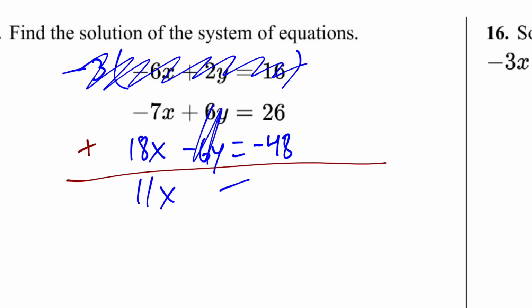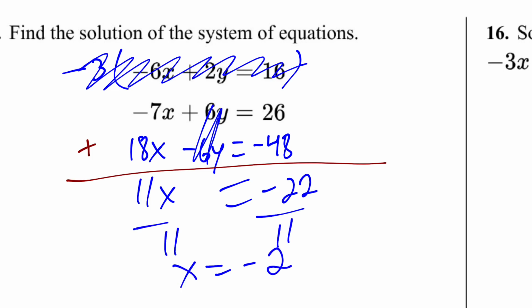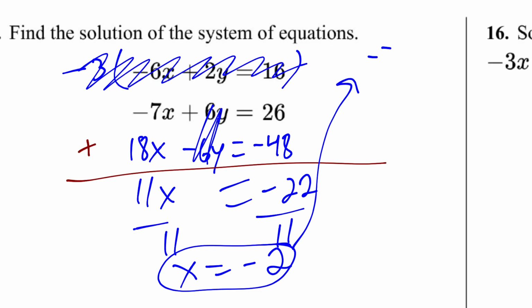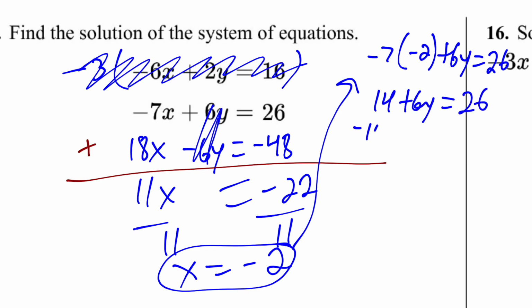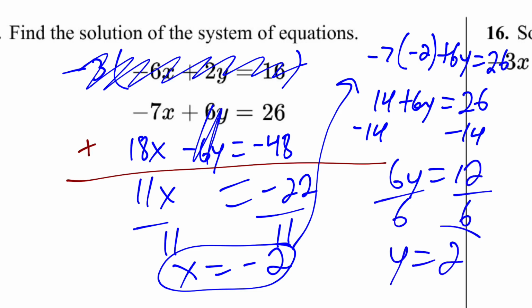11x, the y's go away, is equal to negative 22. If I divide both sides by 11, I get that x is equal to negative 2. Let's take that and plug it in. So negative 7 times negative 2 plus 6y is equal to 26. That's 14 plus 6y is equal to 26, minus 14 from both sides. 6y is equal to 12. Divide by 6 on both sides, y is equal to 2.